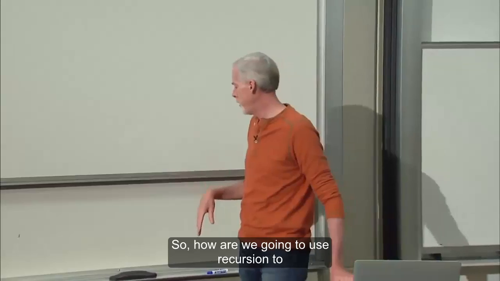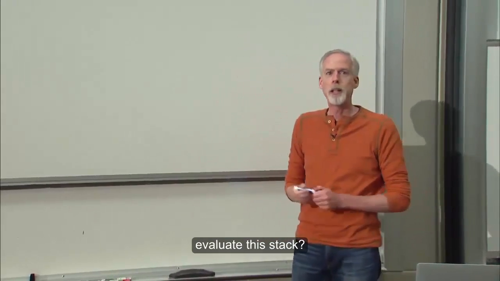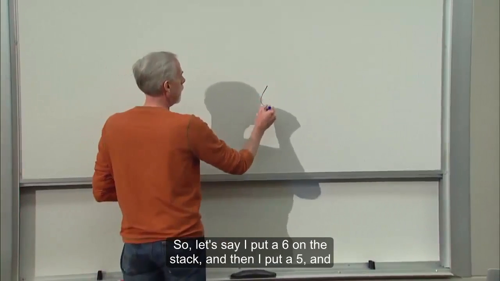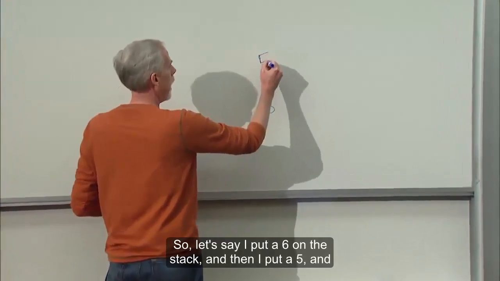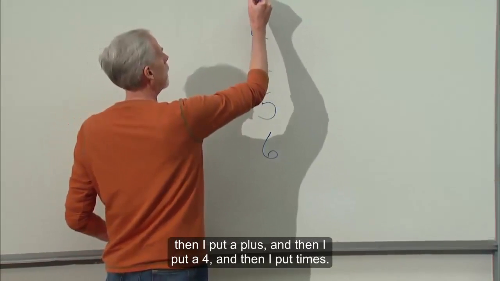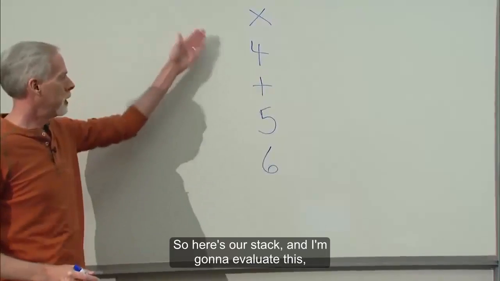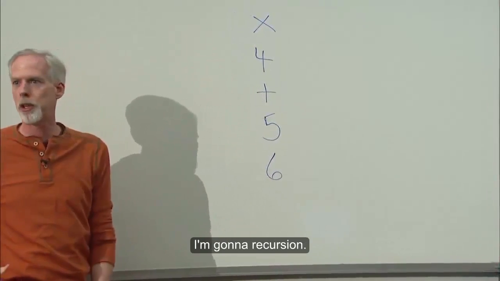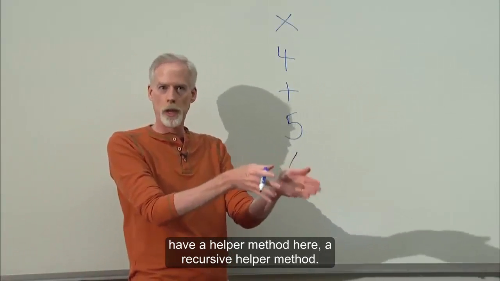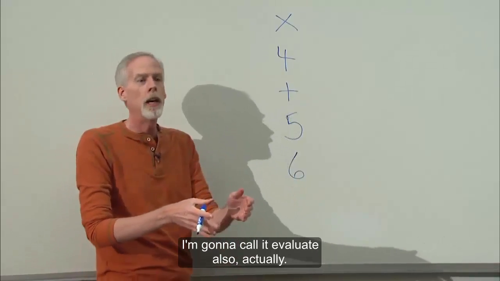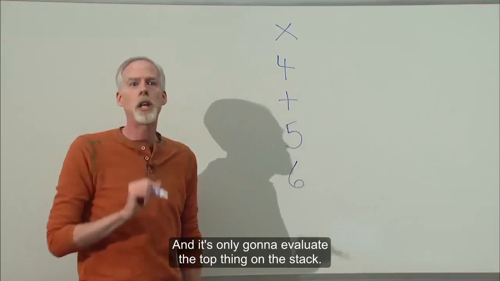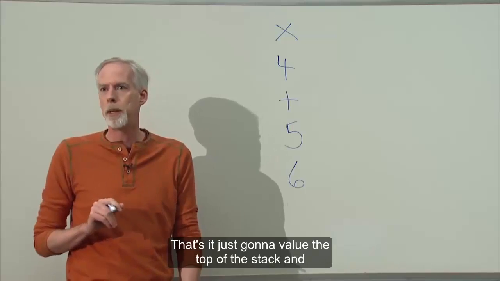So how are we going to use recursion to evaluate this stack? It looks like this. I'm going to do a sample stack right here. Let's say I put a 6 on the stack, and then I put a 5, then I put a plus, then I put a 4, then I put times. So here's our stack, and I'm going to evaluate this using recursion. How am I going to do that? Well, I'm going to have a recursive helper method. I'm going to call it evaluate also, actually. It's going to take a stack as an argument, a stack of things to evaluate, and it's only going to evaluate the top thing on the stack. That's it. It's just going to evaluate the top thing on the stack and return it.